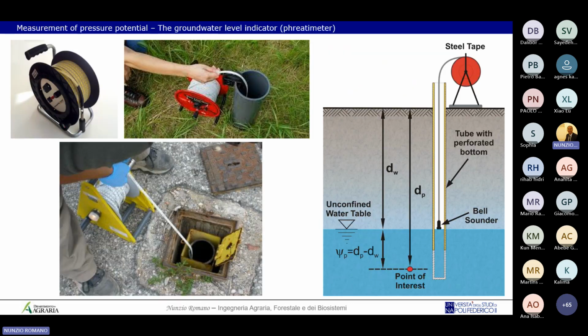Anyhow, let's move to how to measure the pressure potential. So the pressure potential can be measured in a very easy way with the piezometer. The piezometer is just a tube. You make an excavation. You put a plastic tube or a metallic tube just to get the groundwater, and then you can use this steel tape with a bell sounder at the lower end.